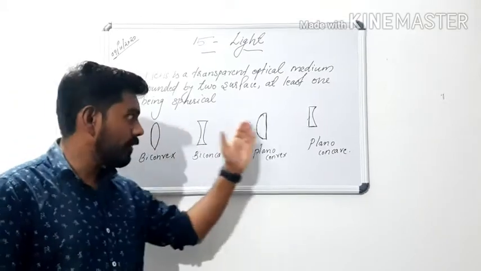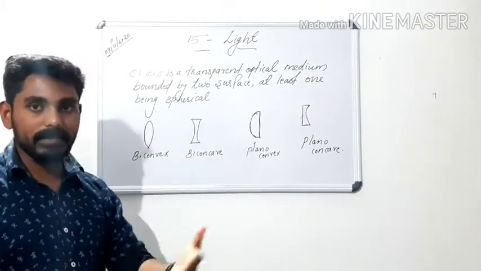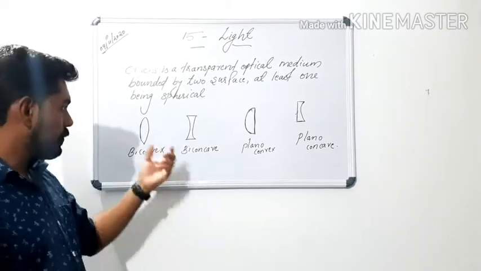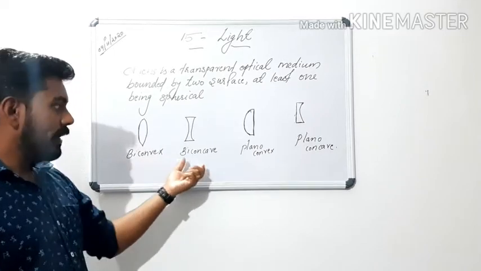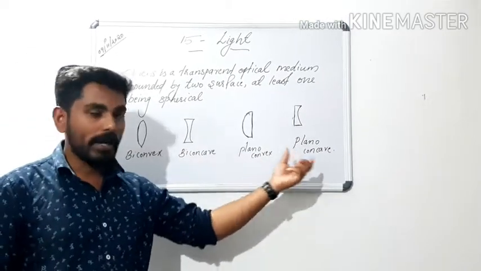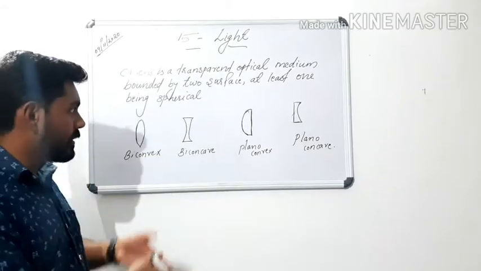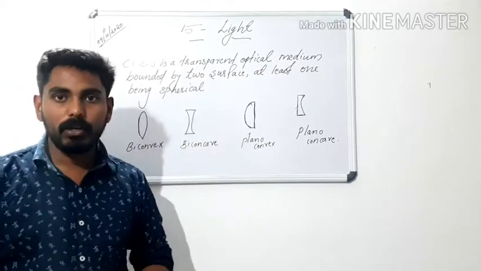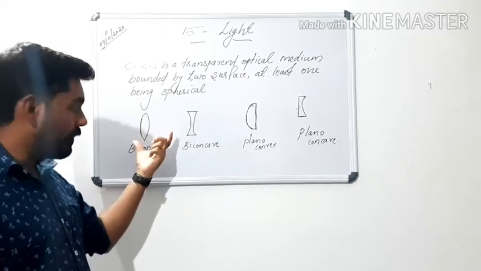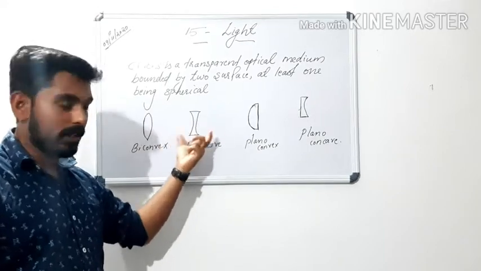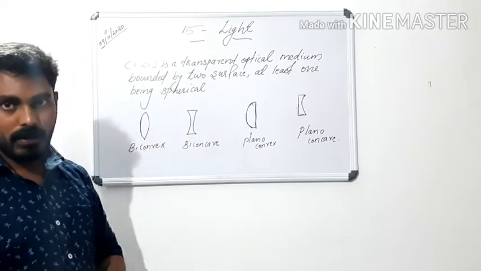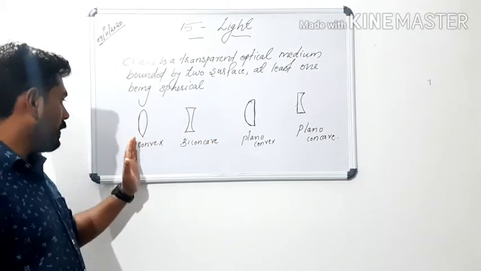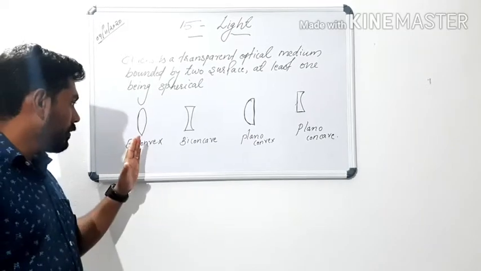There are different types of lenses available in the market or that we can see in the laboratory: biconvex, biconcave, plano-convex or plano-concave. In this lesson we are going to study biconvex and biconcave in detail. In biconvex, both surfaces are convex, and in biconcave, both surfaces are concave.